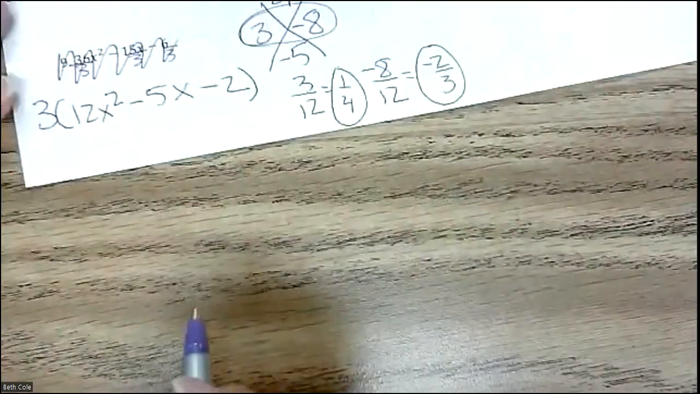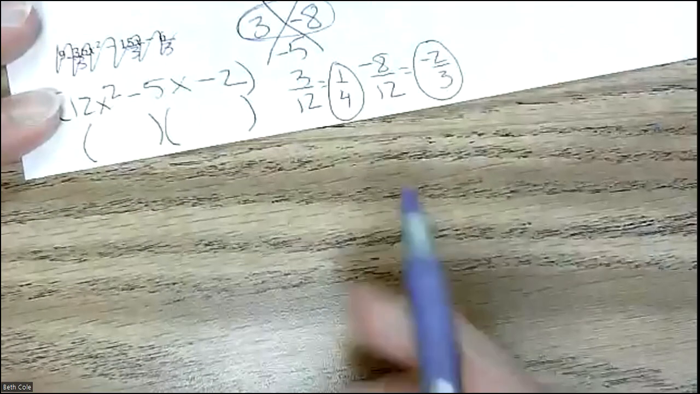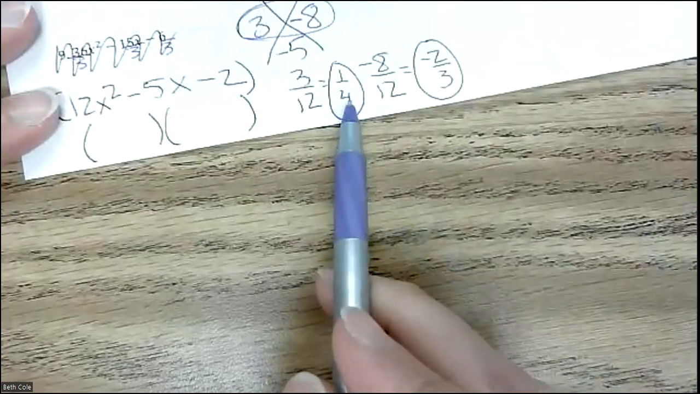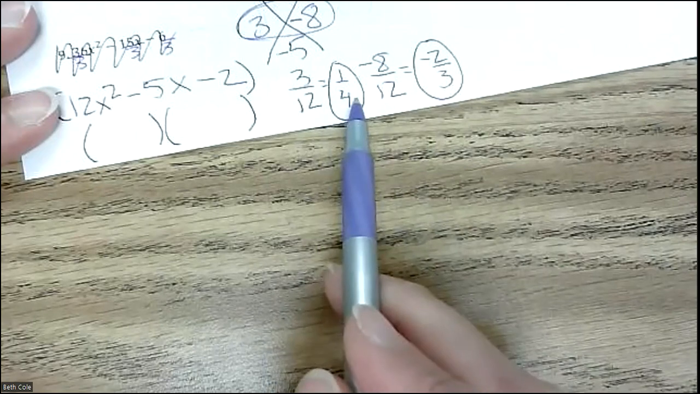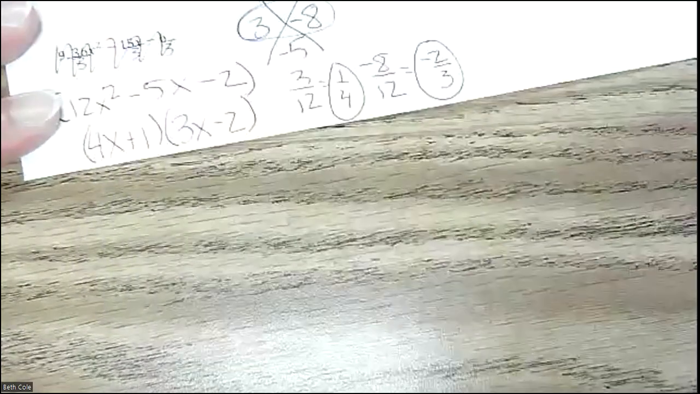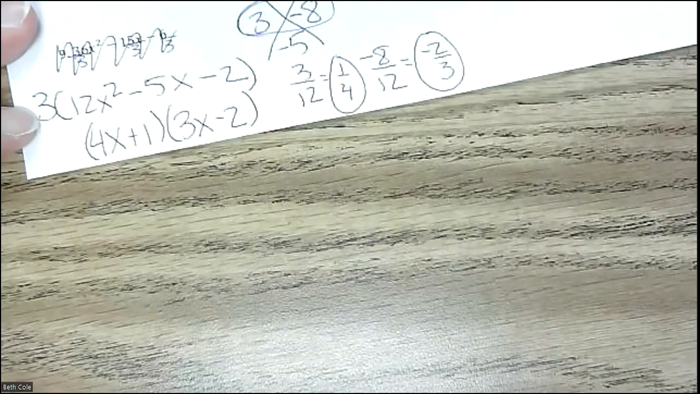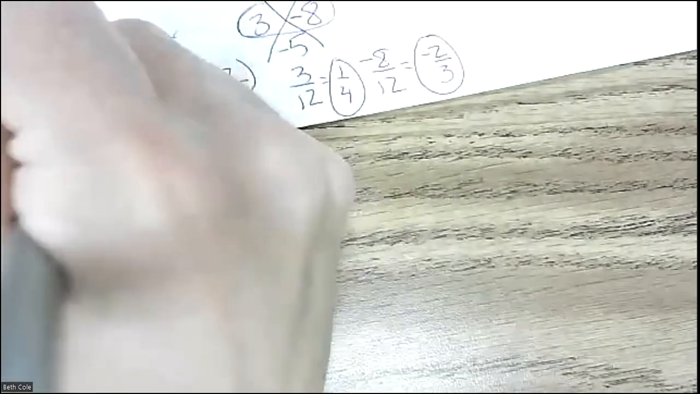And then again, it's a little tricky. You just have to start with the denominator. It'll be 4x plus 1, good, 3x minus 2. And what else? The 3 that's out front. Good job.